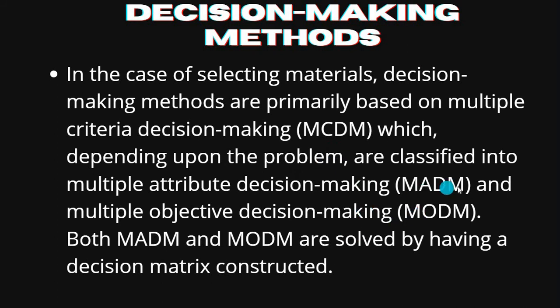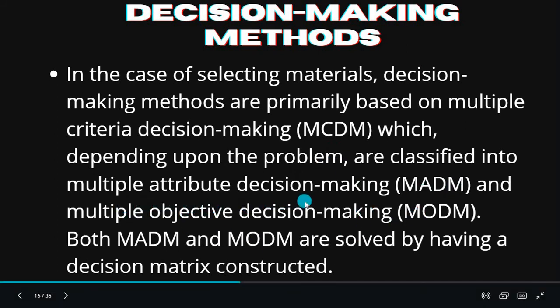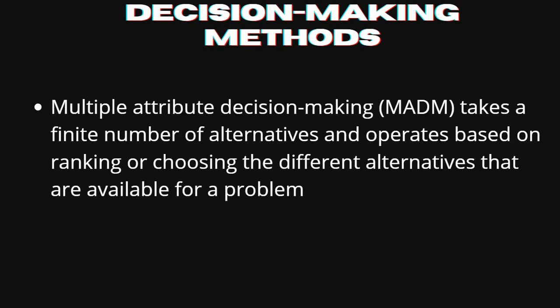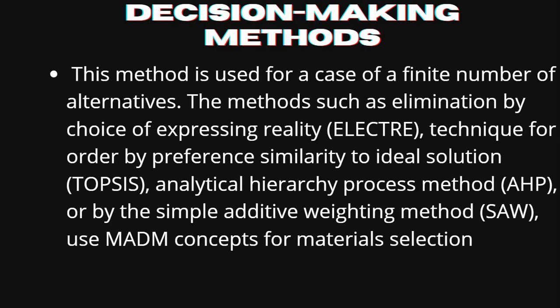That's your opinion also. So this method is called the decision making method. It is divided into two types: multiple attribute decision making and multiple objective decision making. Multiple attribute decision making takes a finite number of alternatives and operates based on ranking and choosing among the different alternatives available for a problem. So you have one problem, a finite number of alternatives, different materials, and you can choose any one from your own knowledge. This method is used for a finite number of alternatives, such as elimination of choices. So you can eliminate your unwanted material.